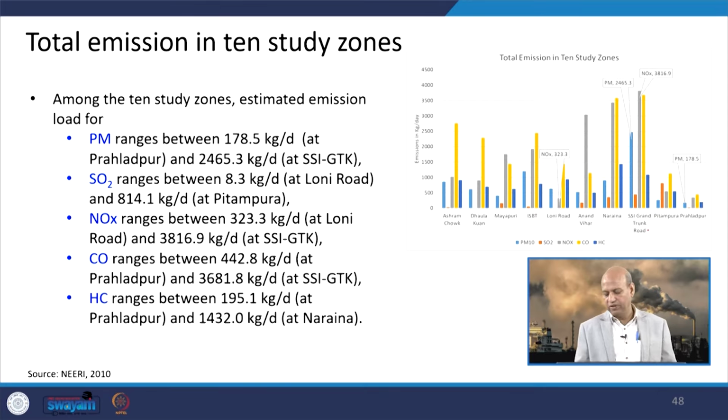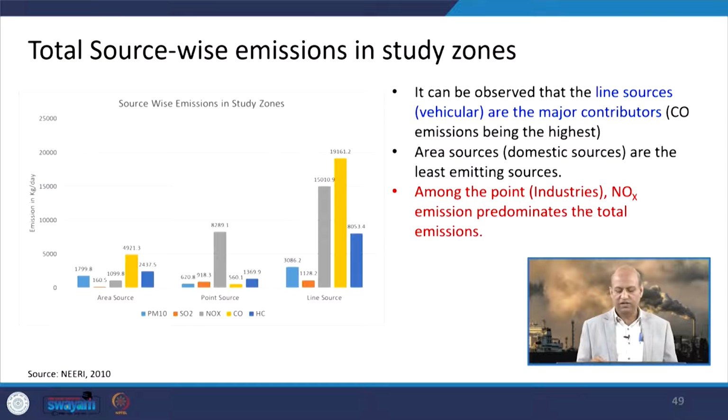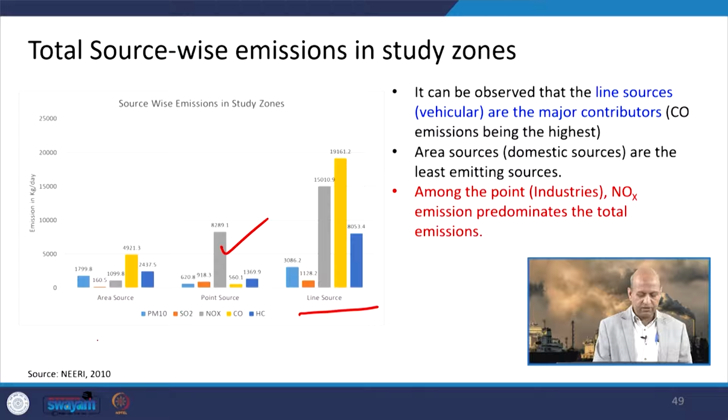When we talk about the total emissions in the 10 study zones, there are variations. As I said, small scale industrial, Grand Trunk Road and Narayana are dominating for particulate matter and NOx emissions. Different zones have different information, but for total source emissions, line source emissions, that is the vehicular category, dominate for NOx as well as carbon monoxide. Point source dominates for NOx, and in area source, CO is more. So, you can see which pollutant is coming more from which source category.